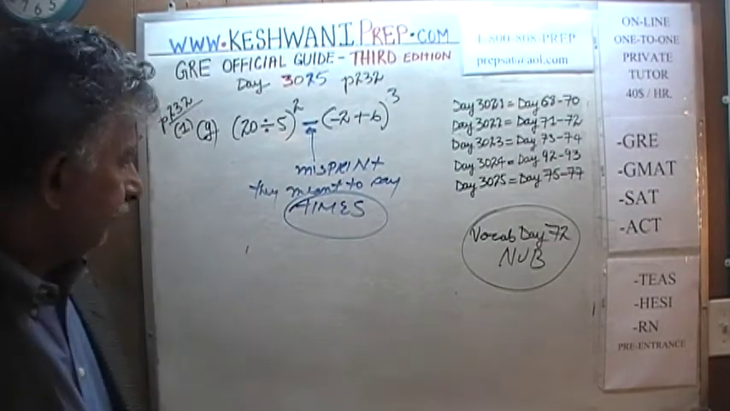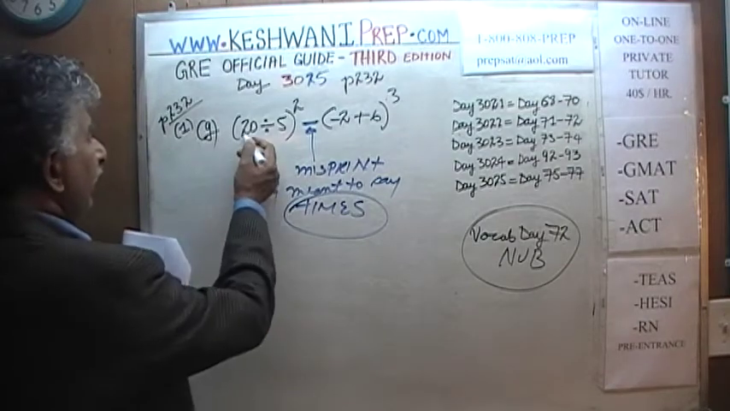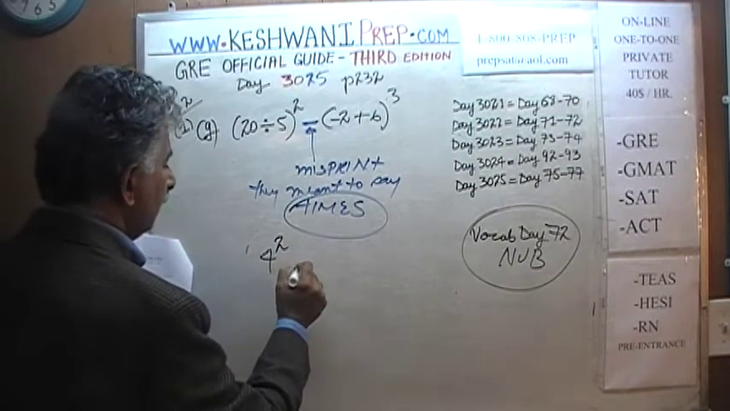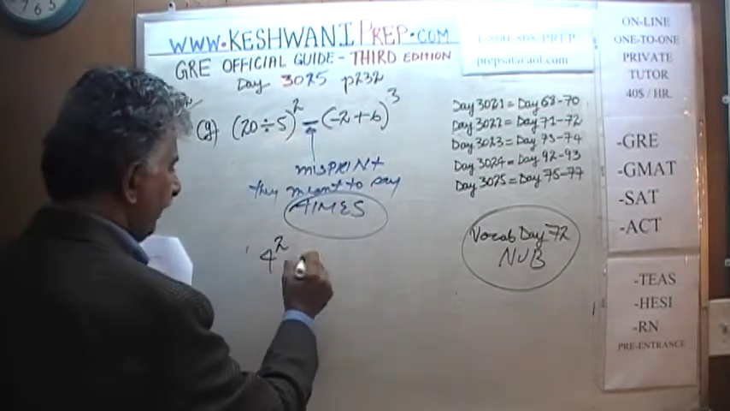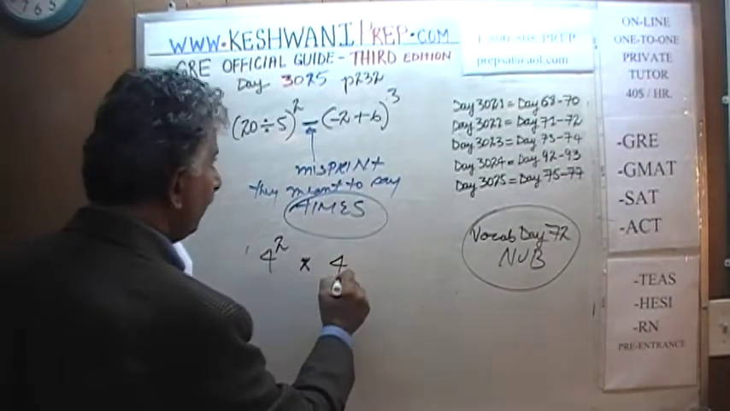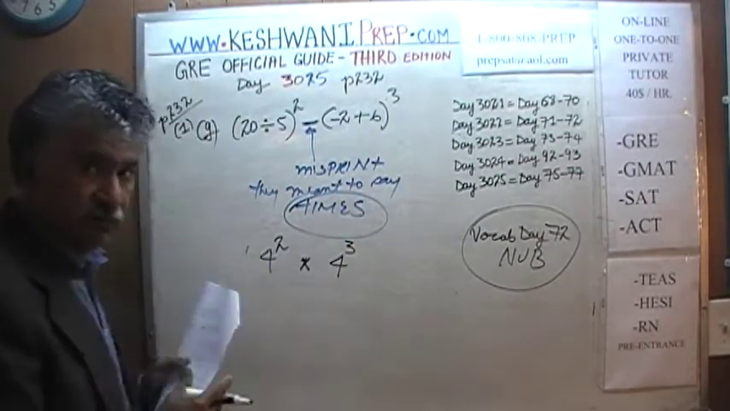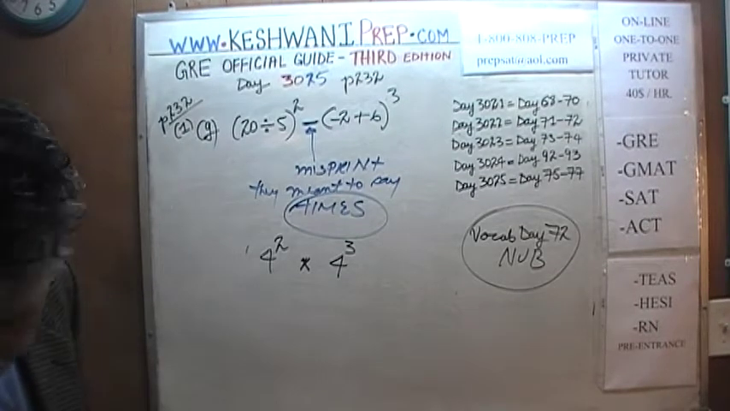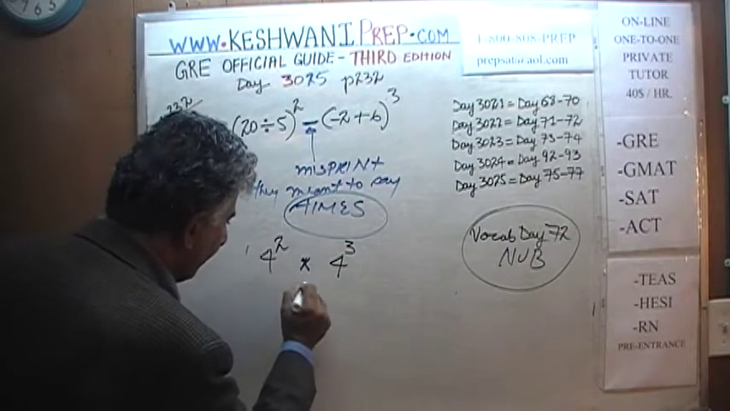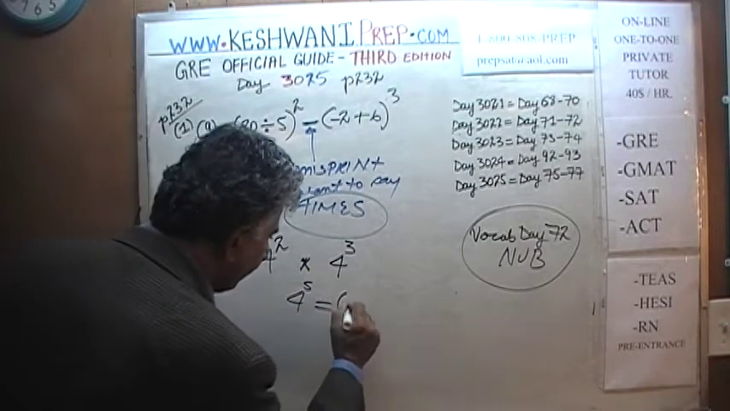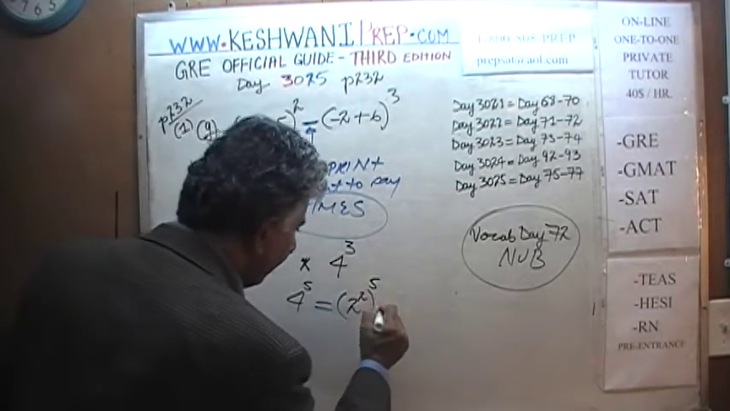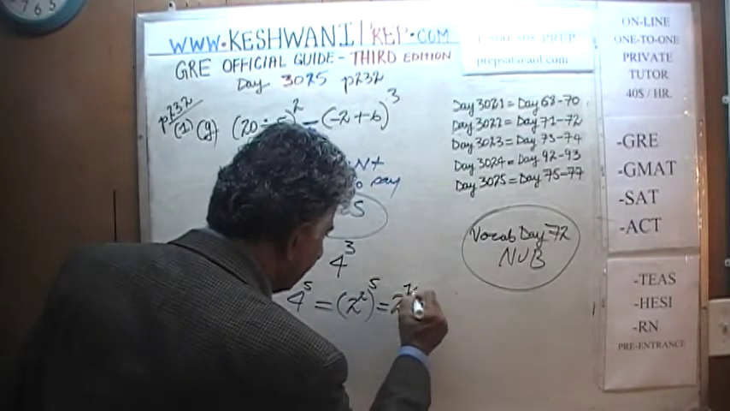Let's do the problem, shall we? 20 divided by 5 is going to be 4. 4 raised to 2 times, not minus, times, negative 2 and a positive 6 is going to give us 4 raised to 3. Stay with me. This is an interesting one. 4 raised to 2 times 4 raised to 3 is the same as 4 raised to 5, but 4 can be written as 2 raised to 2. So 2 squared raised to 5 is 2 raised to 10.